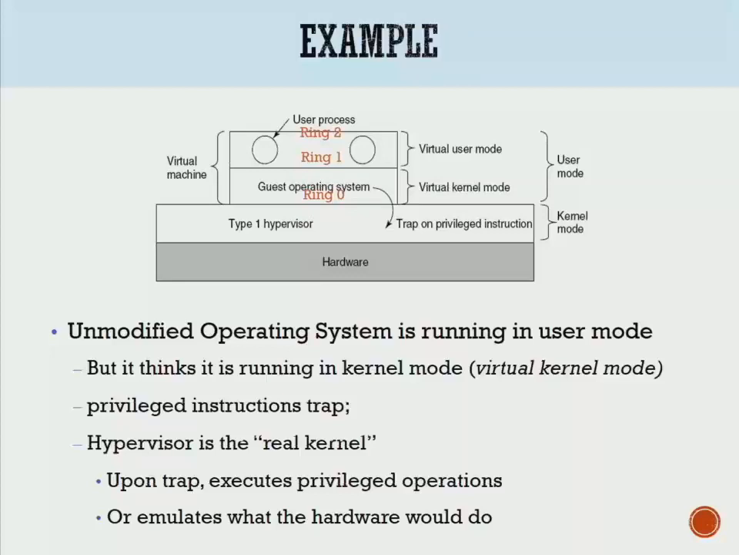So what happens in the type 1 hypervisor is that all the applications run in either ring 1 or ring 2, and they send certain instructions to the guest operating systems, which think that they are in ring 0. So the guest operating system is not aware that it is being virtualized. It thinks, I am in the most privileged mode, and it tries to execute the instruction, and pretty much the instruction is not executed because it raises a trap on the type 1 hypervisor.